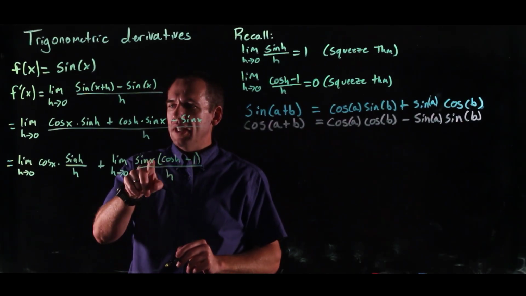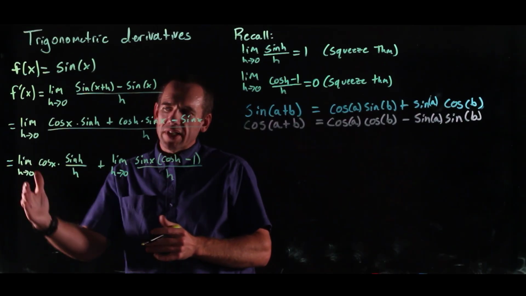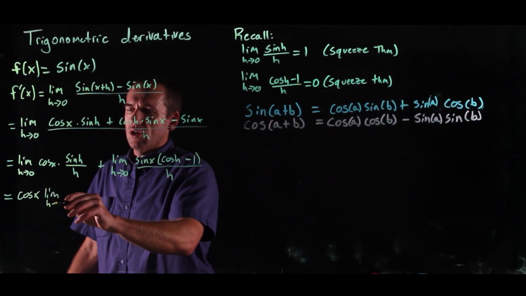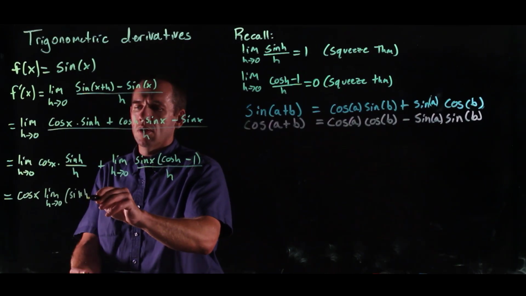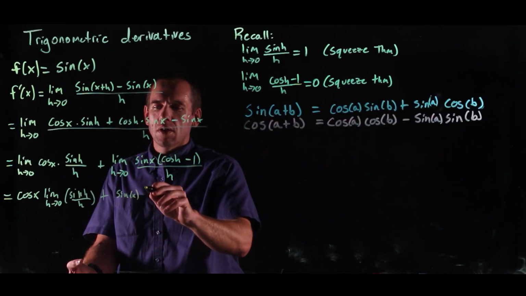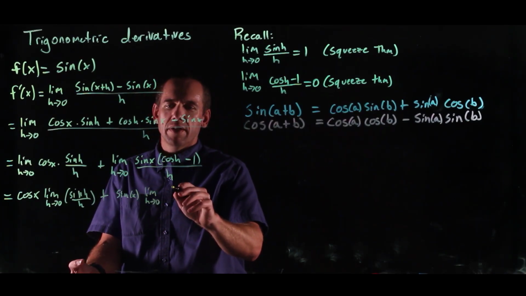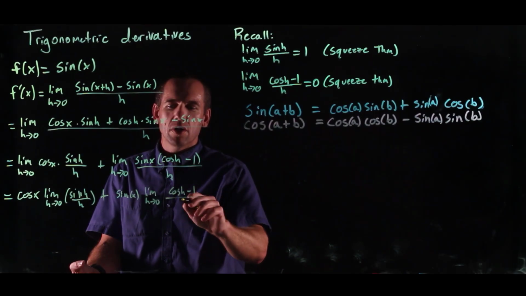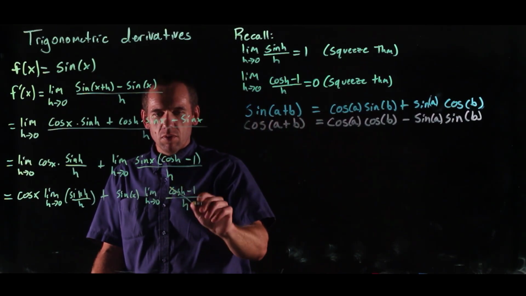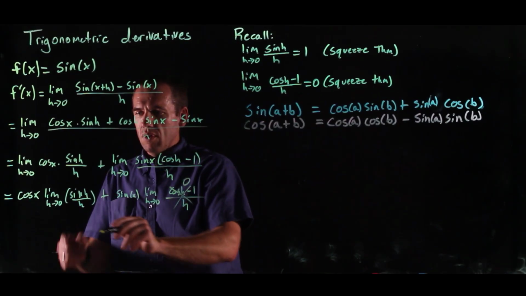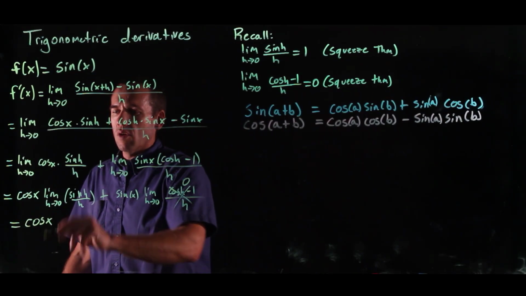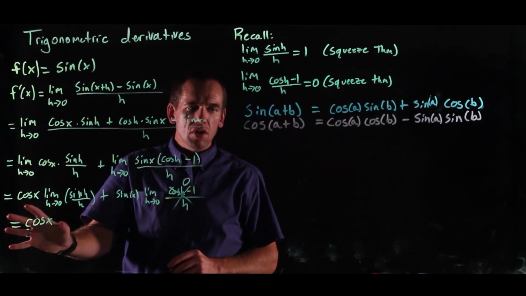all over h. Well, these terms, without the h's in them, I can bring those out in front of the limit. So this is equal to cosine x times the limit, h goes to 0, of sine h over h, plus sine x times the limit h goes to 0 of cosine h minus 1 over h. Well, cosine h minus 1 over h, limit h goes to 0, is 0, so this is 0, and sine x times 0 is 0, and sine h over h, limit h goes to 0, that's 1, so this is just cosine x. And so we see that the derivative of sine is cosine.